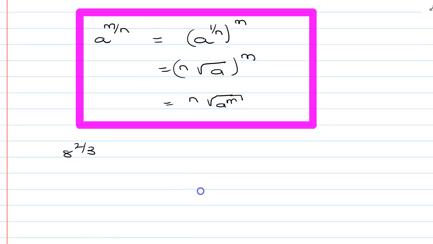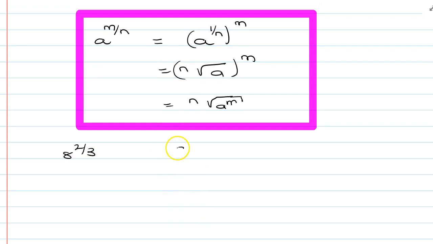Applying this rule, we can write that as the cube root of 8 squared. So the cube root, let's just look at that. We'll work that out: 8 squared is 64, so we want the cube root of 64, and the cube root of 64 is 4.